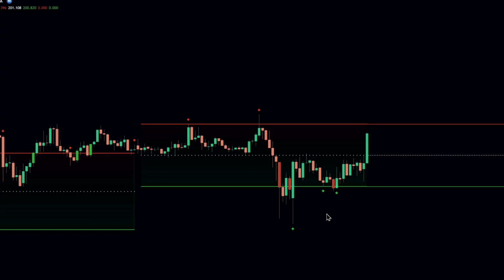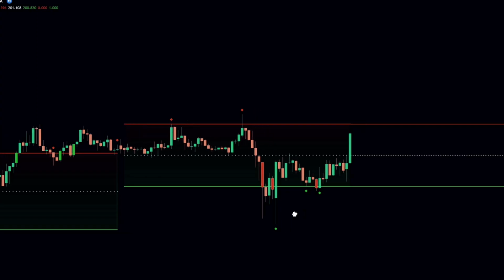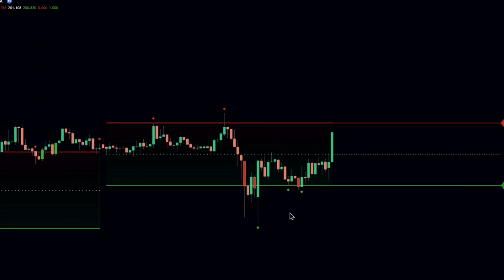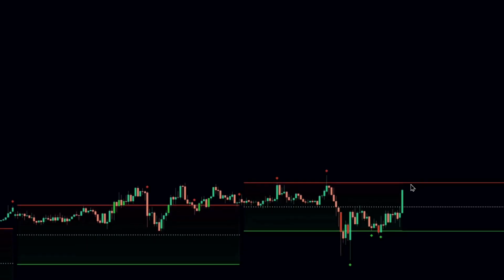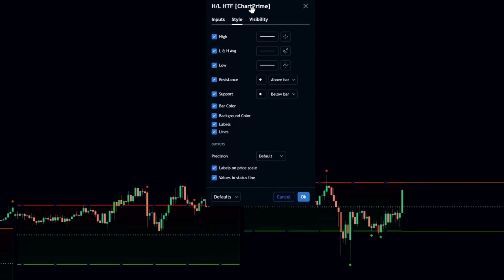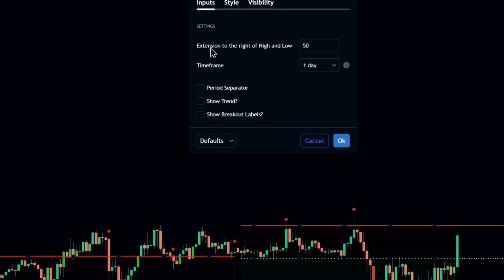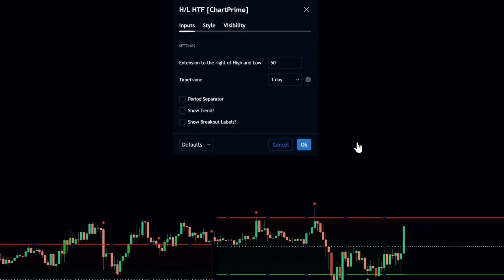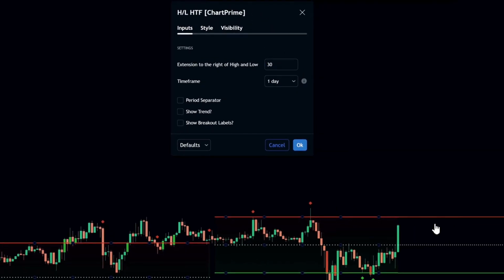Now let's talk about how to use this indicator for trading. Let's check how customizable it is. Double-click on the indicator to open the settings. Under the Inputs tab, you'll see an option called Extension to the right of High and Low. This lets you extend the high and low lines into the future for better visibility. For example, setting it to 30 will extend the lines 30 candles ahead.